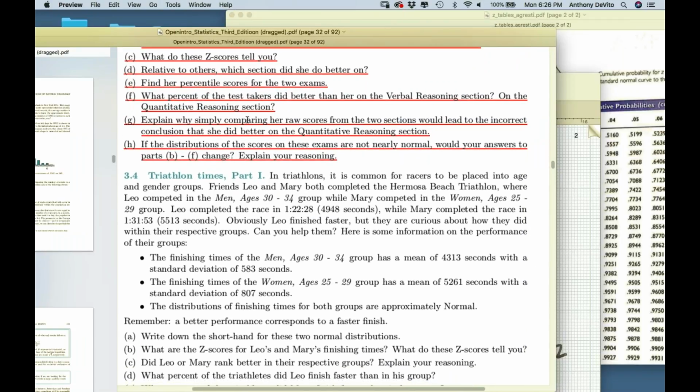Explain why simply comparing her raw scores from the two sections would lead to the incorrect conclusion that she did better on the quantitative section. Well, the raw scores will not make up for the characteristics of the normal distribution. In other words, as she gets closer to the highest scores, there are fewer and fewer people in front of her. As she gets closest to the lowest scores, there are fewer and fewer people behind her.